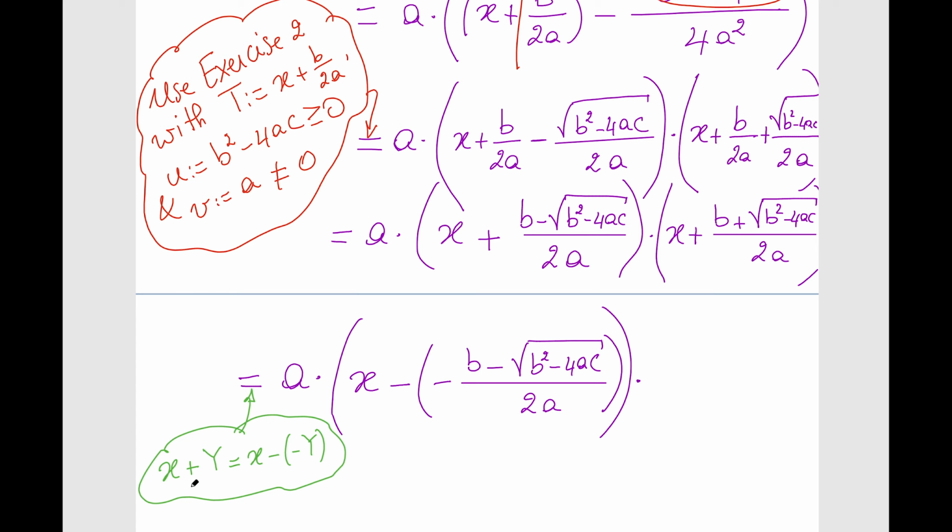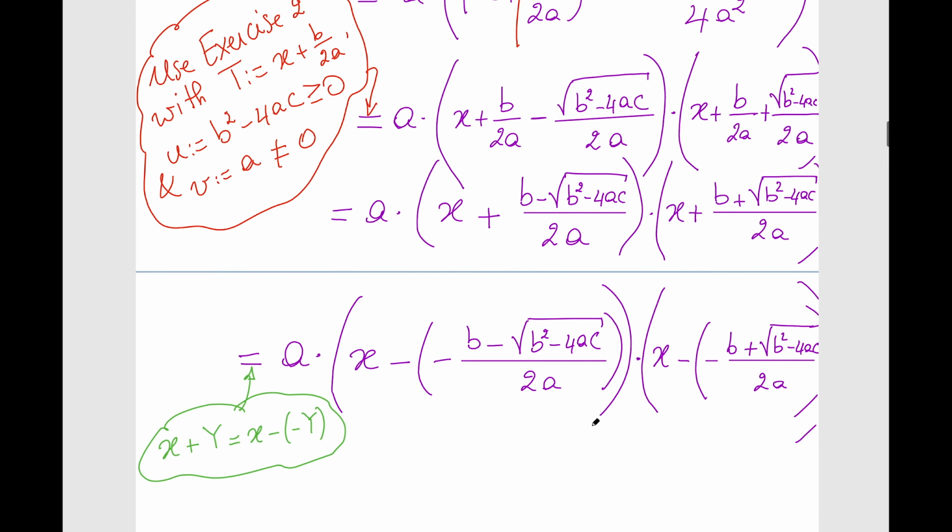That's the same as x plus y. Okay, so I used y to be this whole quotient here, so I can regard this as x minus y, right? And I'm going to apply the same way over here, and I'm going to get x minus the negative b plus the square root of b squared minus 4ac over 2a, right? So I'm going to have two parentheses. Make sense?